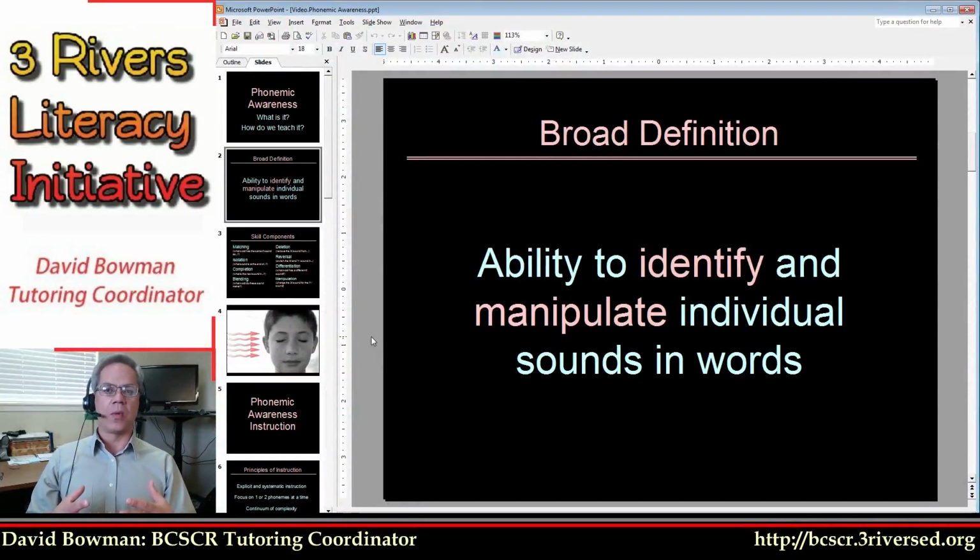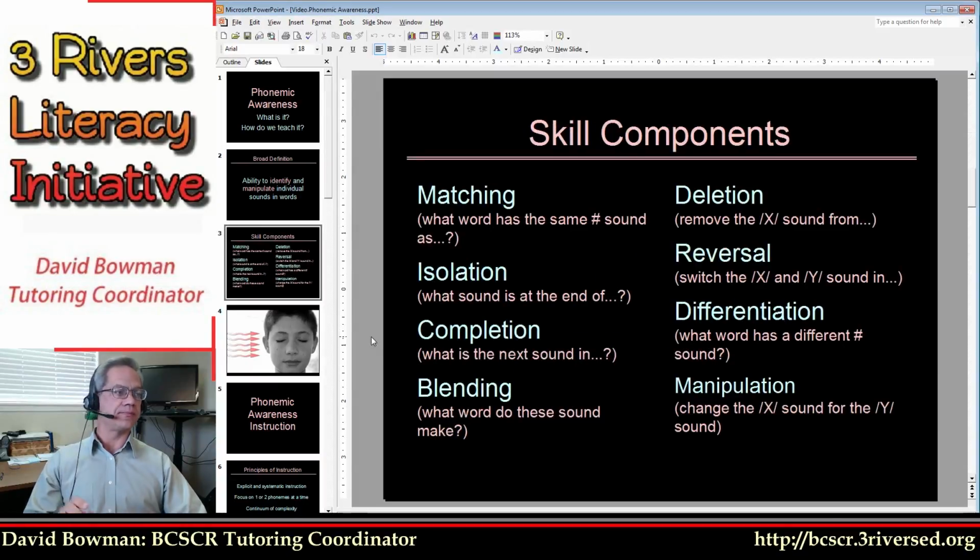When we say phonemic awareness, what we are really talking about is the ability for students to be able to identify the sounds that are within a particular word, and then also to be able to manipulate or change those sounds. So it's really two different things. It's identifying and it's manipulating sounds.